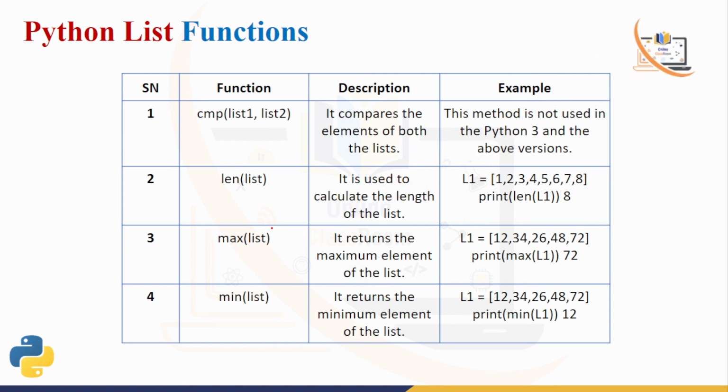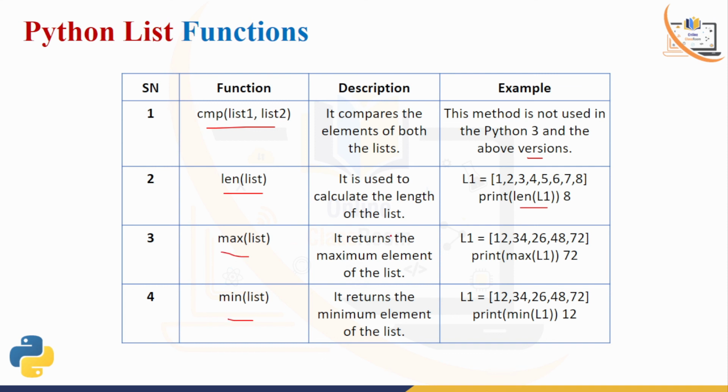Now the next thing is that some predefined functions are there, and the first one is compare with list1 and list2. If both lists are there in a single code, we can compare them, but the method is not used in Python 3 and above versions, okay? And length of the list, len, it will return an integer value. It is the same as in C++ and Java.